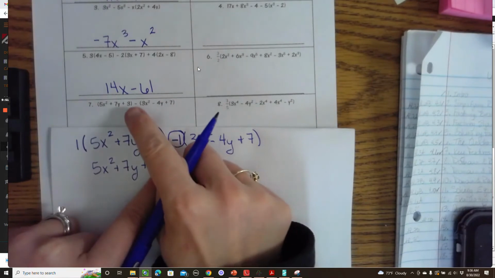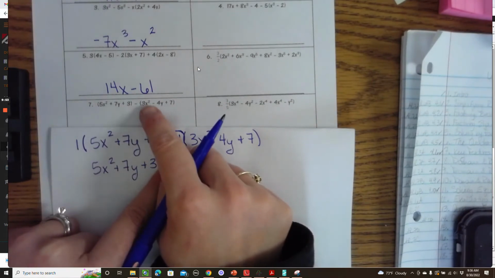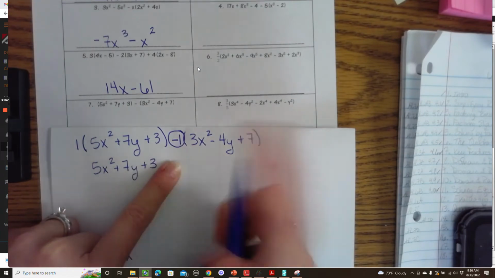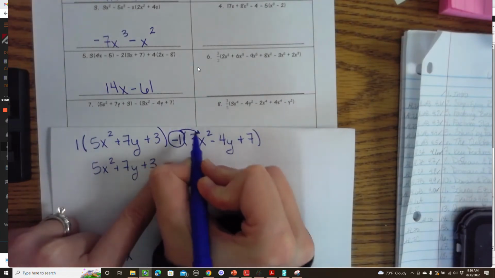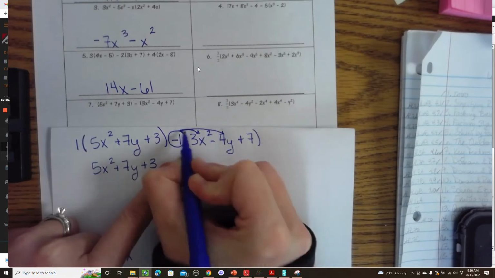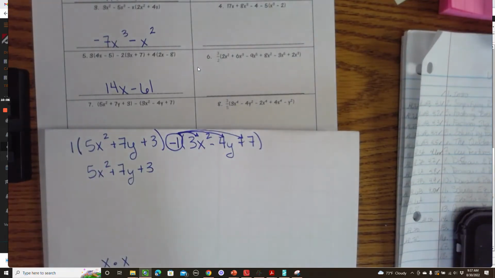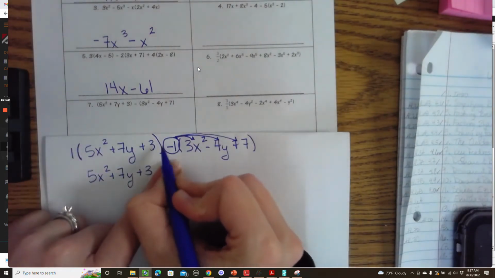Okay, so if you see something like that, a minus and then parentheses are opening up, you have a -1 that you have to distribute. So be very, very careful. That's how they like to mess you up. They like to mess you up with the signs. Okay? So what happens when we multiply by a -1?